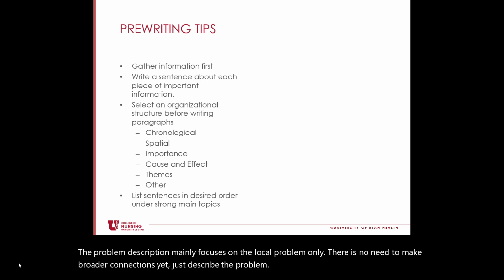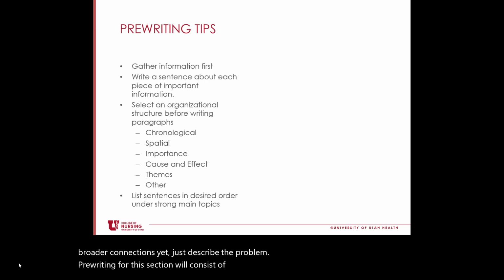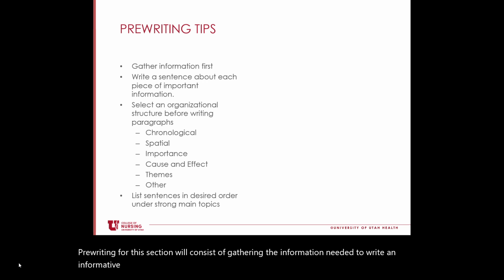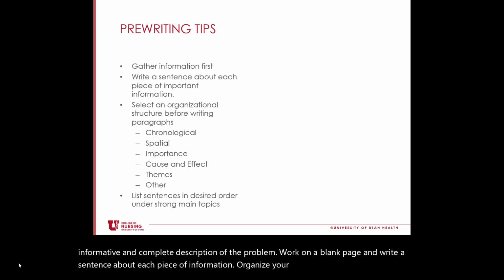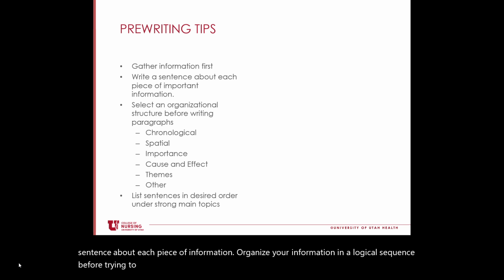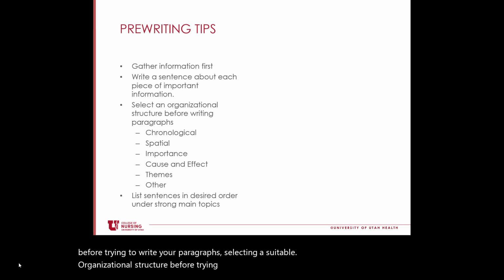Pre-writing for this section will consist of gathering the information needed to write an informative and complete description of the problem. Work on a blank page and write a sentence about each piece of information. Organize your information in a logical sequence before trying to write your paragraphs. Selecting a suitable organizational structure before trying to write will make writing easier.